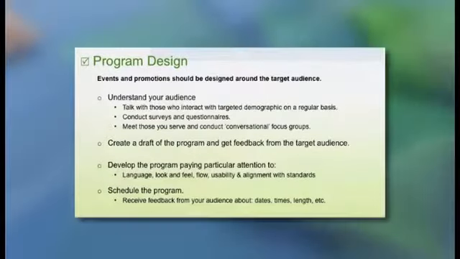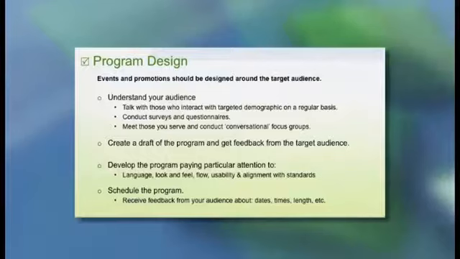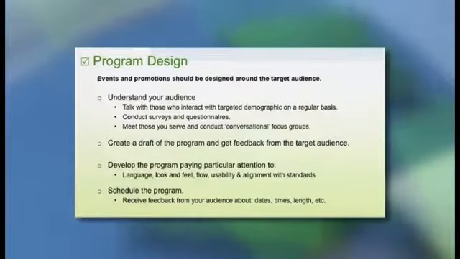Let's say you're working with adults that are planning for retirement. They're beyond a lot of the foundation.